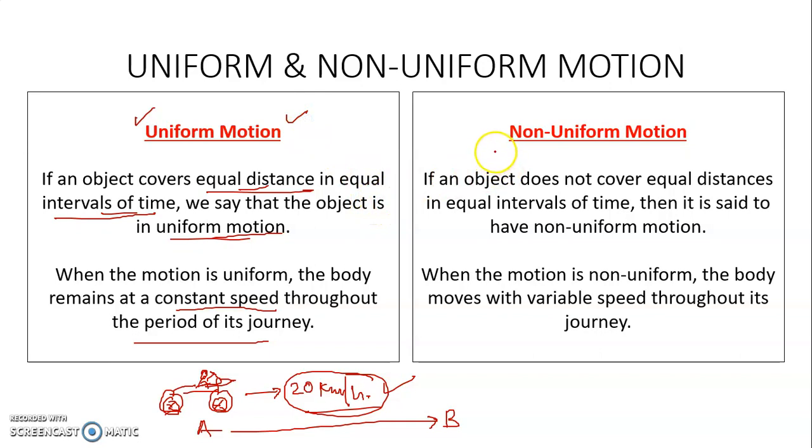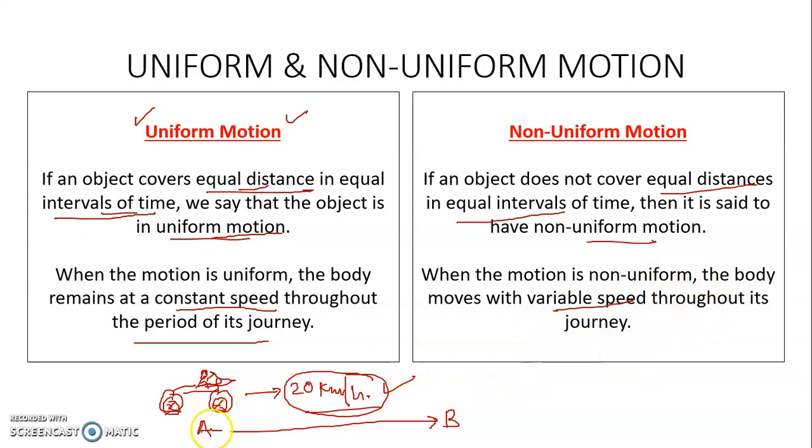Now let us move on to non-uniform motion. If an object does not cover equal distances in equal intervals of time, unlike uniform motion, where equal distance is covered in equal interval of time, over here it is unequal distances in equal intervals of time. Then it is said to be non-uniform motion. When motion is non-uniform, the body moves with variable speed throughout its journey.